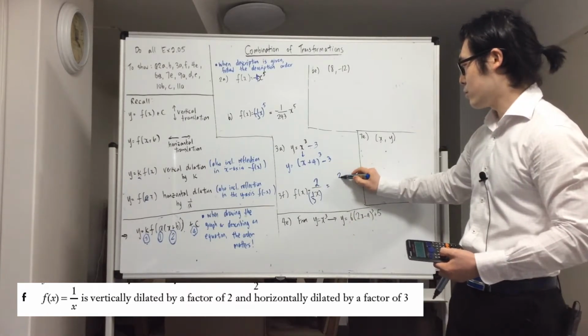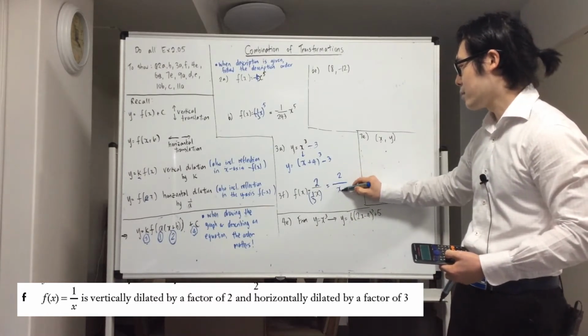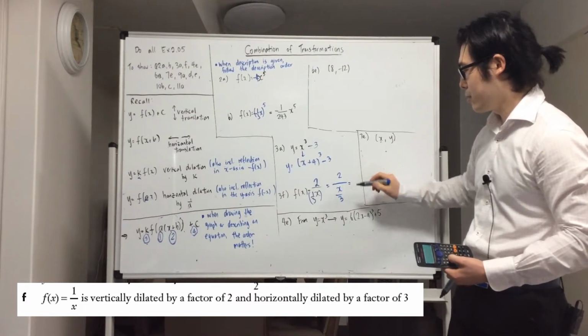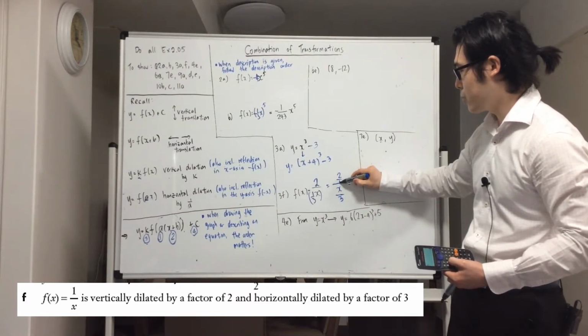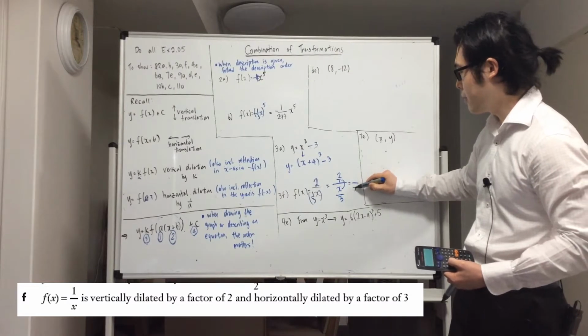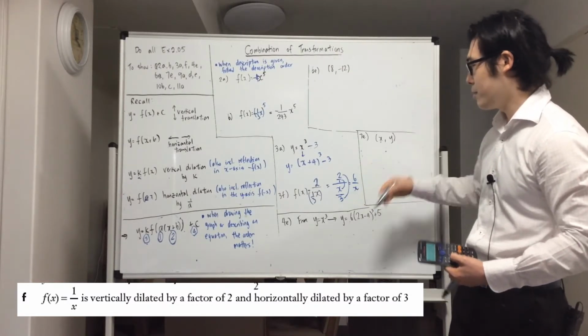This is the same thing as doing 2 divided by x over 3. So remember, if you're dividing two fractions, put it over 1. Inside, inside goes to the bottom. Outside, outside multiplied goes to the top. So that will be your equation.